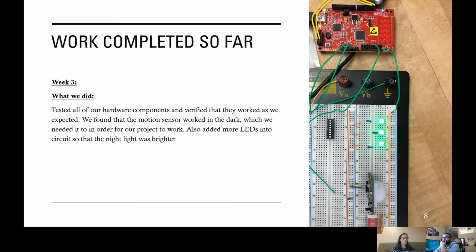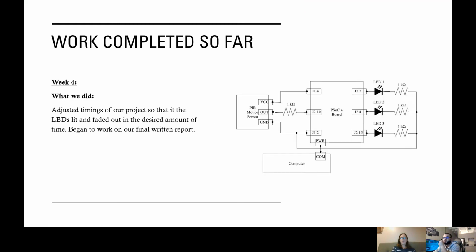For week 3, we got our components in, and we basically just tested that all the hardware worked. One of the important things that we tested was that the sensor we had worked in the dark, so that our project could actually be used as a nightlight. For week 4, we had pretty much finished up everything that we needed to do. A lot of week 4 was just figuring out the timings and making sure that everything was working smoothly.